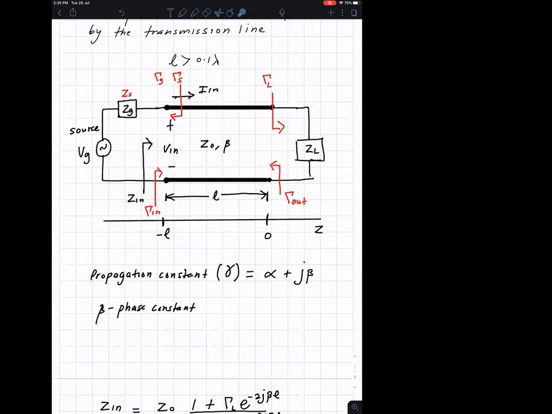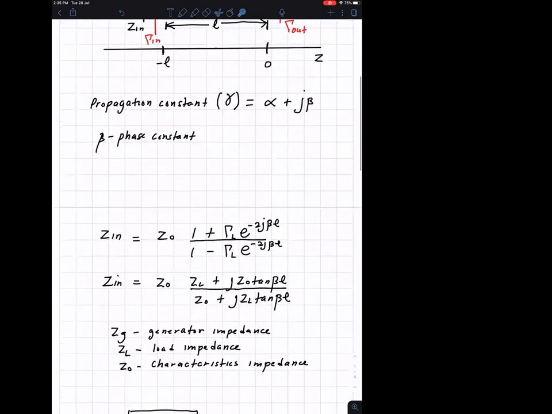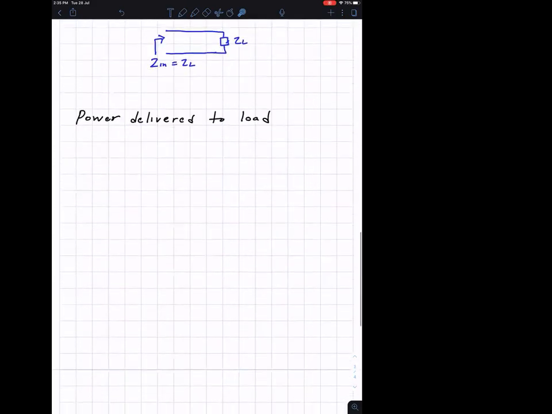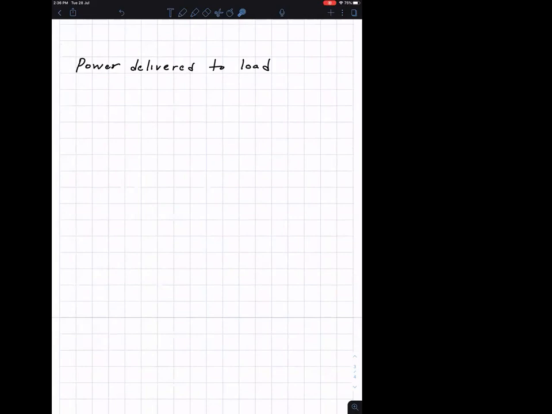Each one of them has a different power formula, but I'm not going to look into all these things and confuse you guys. We're only going to look at one thing: conjugate matching. You guys know what conjugate matching is? You remember? Prakash. Conjugate matching is for maximum power transfer.